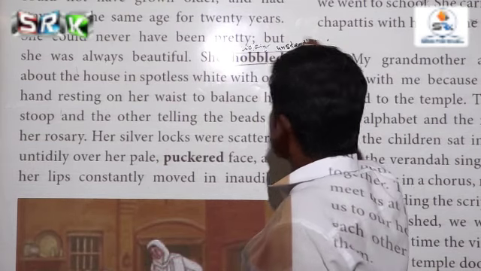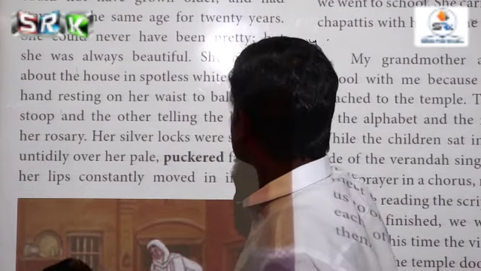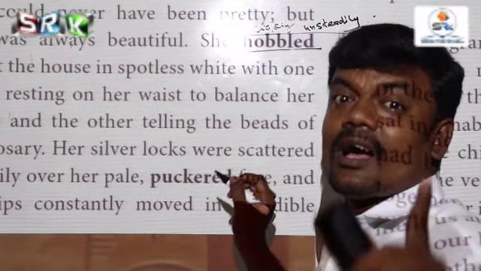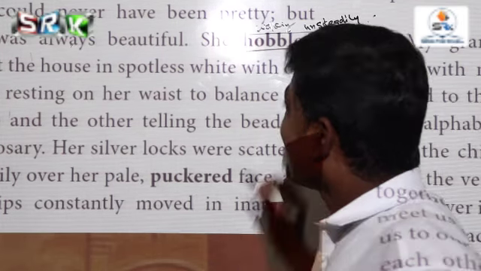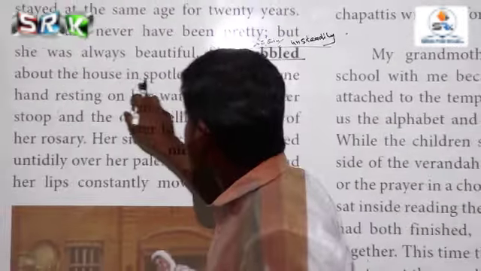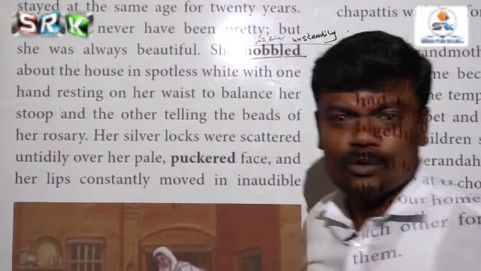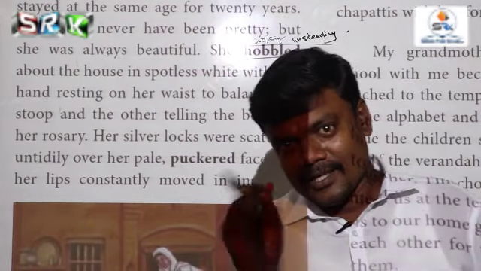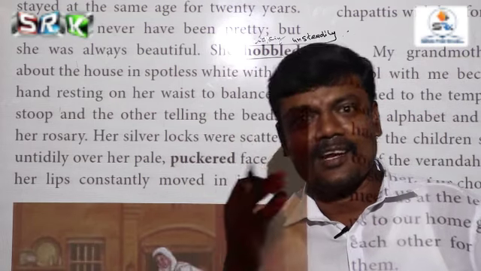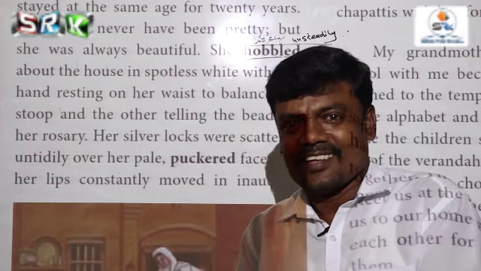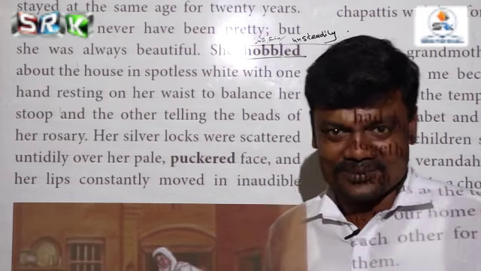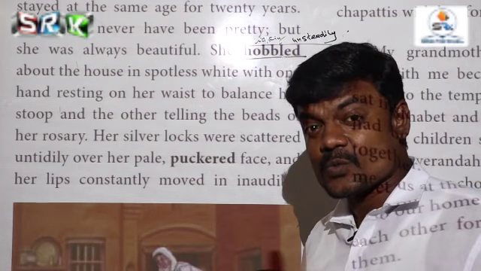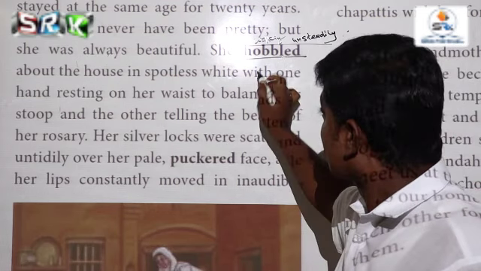If the font which I am writing is not clear, look at the words which I am pronouncing. Walking unsteadily. Underline the word in the textbook and write the meaning. Walking unsteadily about the house in spotless white. What is spotless white? You can't find any kind of darkness in the hair or in the skin or in the dress. The extreme white is worn. Such an age-old lady, and she is wearing the white dress.